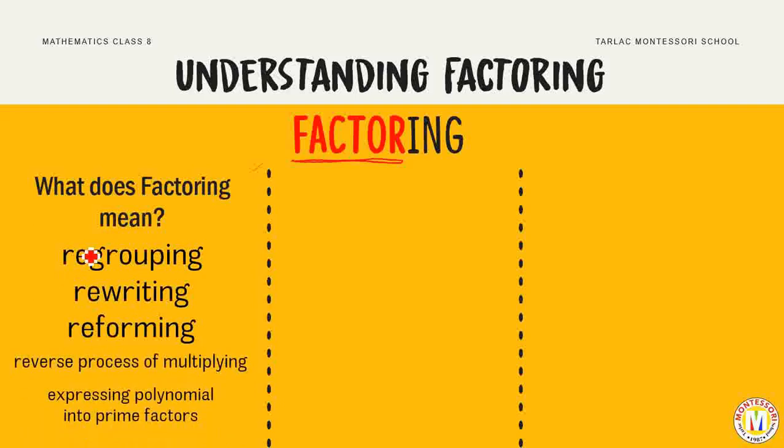So what does factoring mean? It means regrouping, rewriting, reforming. So what does that mean? We are going to regroup, we're going to rewrite, and we're going to reform a certain polynomial into its other form. It says here that it's the reverse process of multiplying. Why did we say so? Later on we will see. And it is expressing a polynomial into its prime factors. So we are going to remake or regroup a polynomial into its other form. That means we are going to make this into its factored form.